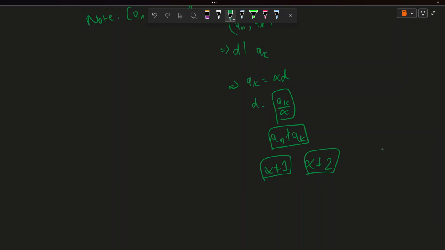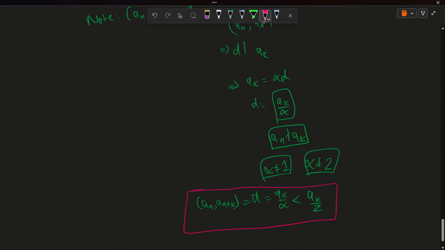So if alpha is greater than or equal to 3, d, which is less than ak by alpha, is less than ak by 2, and d is equal to GCD of an and a_{n+k}. So we finally proved this. The result which I have not proved, I have proved a similar result. So you can use my other results to prove the ones I have not proved.